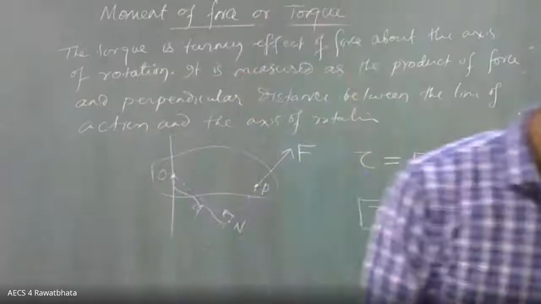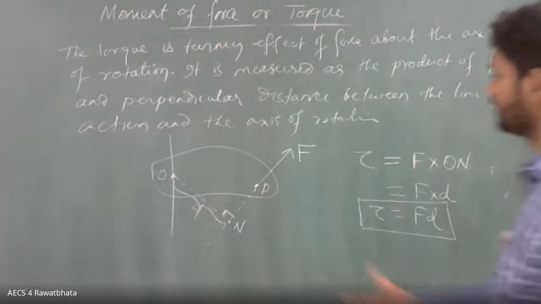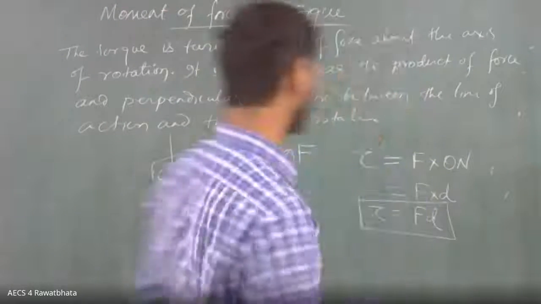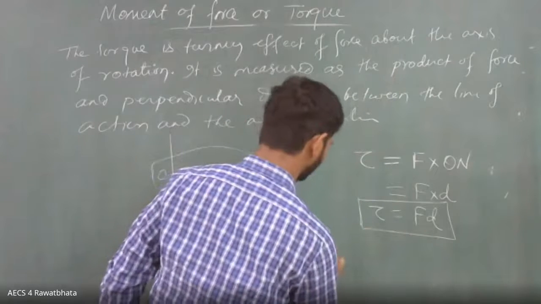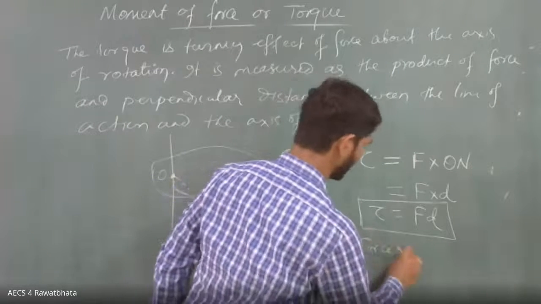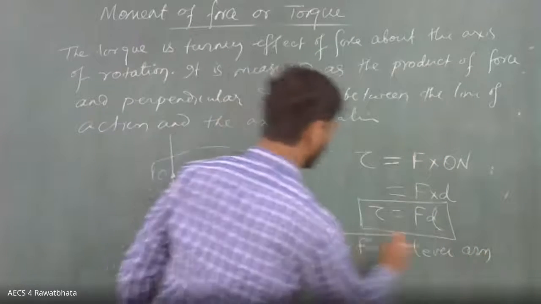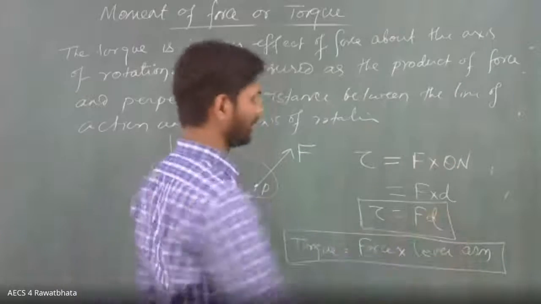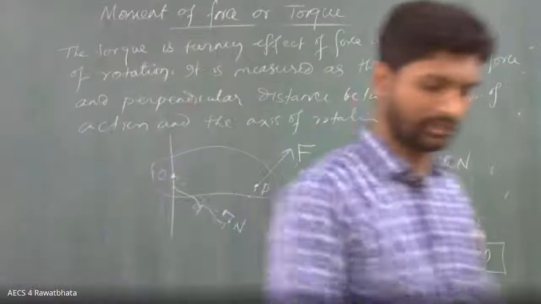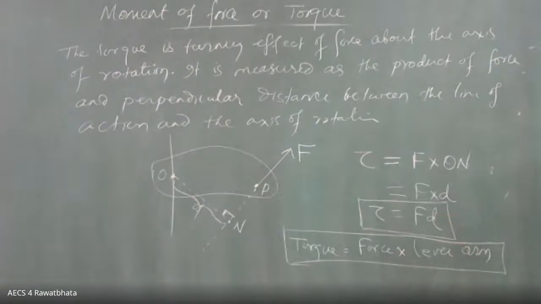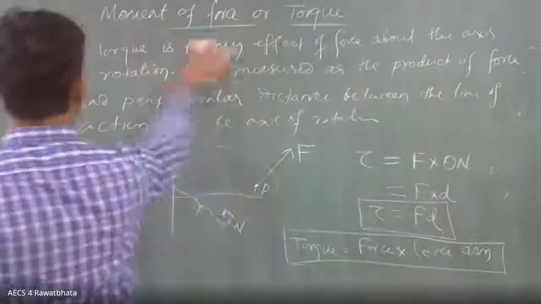Okay, so this distance D is what is called your lever arm. So basically in words also I can write torque is equal to force multiplied by lever arm. Just to remember the statement, you can remember it like this: torque is equal to force multiplied by lever arm. Okay, now from this, what can I say about the SI unit of torque and its dimension?